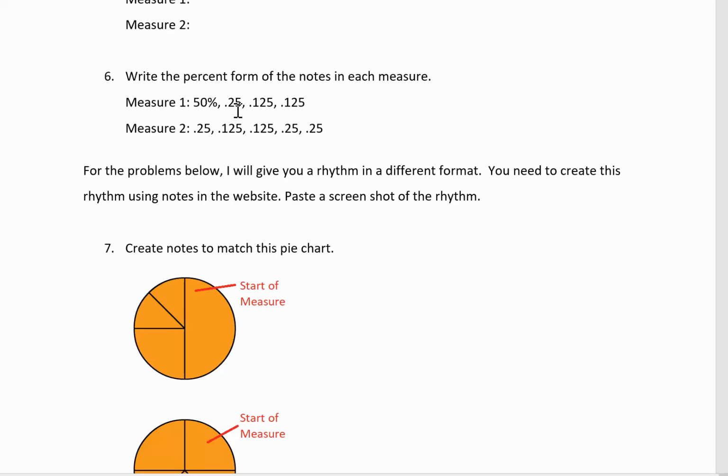0.25, move the decimal over twice. That's 25%. 0.125 becomes 12.5%. And then 12.5% again. Second measure starts with 0.25. Move our decimal over 2. That becomes 25%. 0.125 is 12.5%. Duplicate that, 12.5% again. And then 25% and 25%.